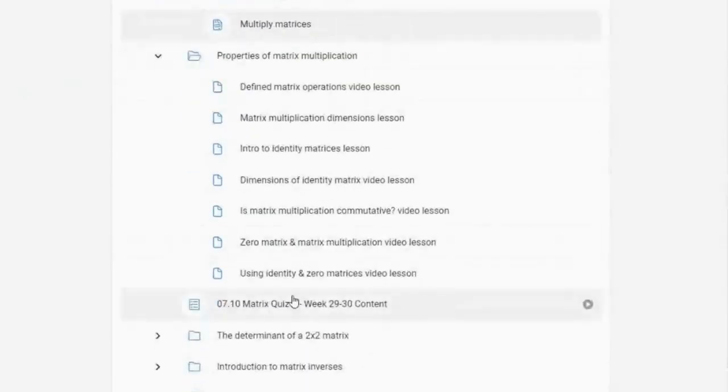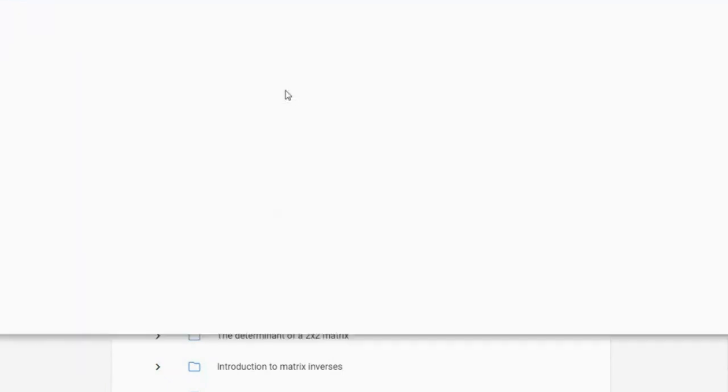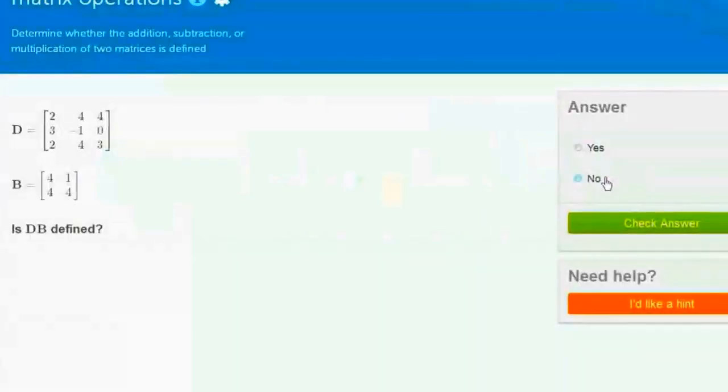Now, the other assignment is this quiz, but here are several things we need to look at before we get to this quiz. Let's see if we have time for all of them. Define matrix operations video lesson. All right, so let's look at what matrix operations we're defining. So we have matrix D and matrix B, and they ask us, is DB defined? Is the product D times B defined?